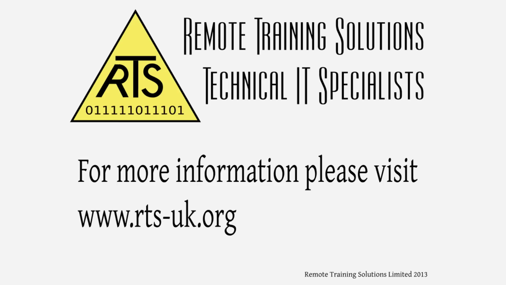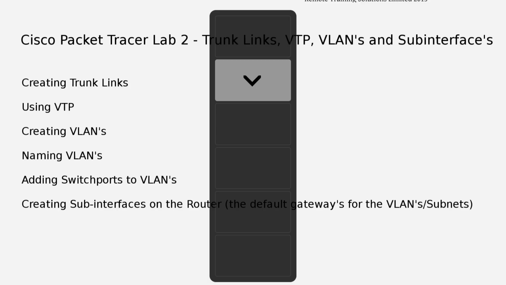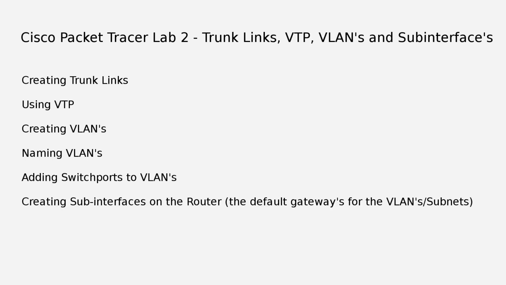I'd like to welcome you to the second in a series of videos in which we're using Cisco's Packet Tracer tool to design and configure an evolving network. This network is going to get more complicated with each video as we progress through the series. This is the second video in the series and it will be looking at trunk links, the VLAN trunking protocol, VLANs themselves, and also subinterfaces.